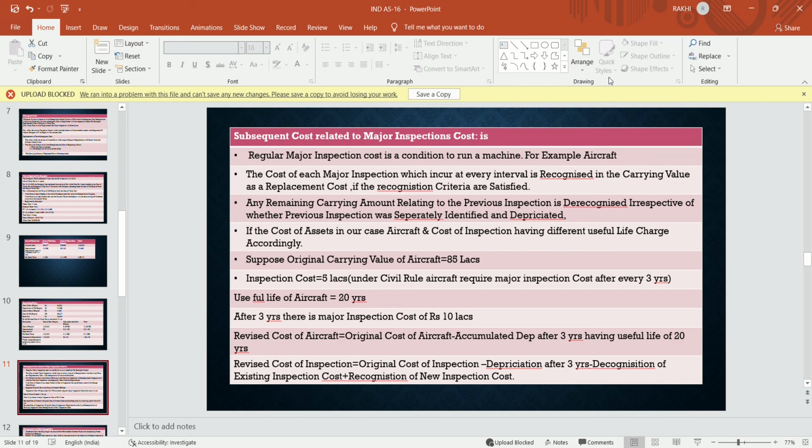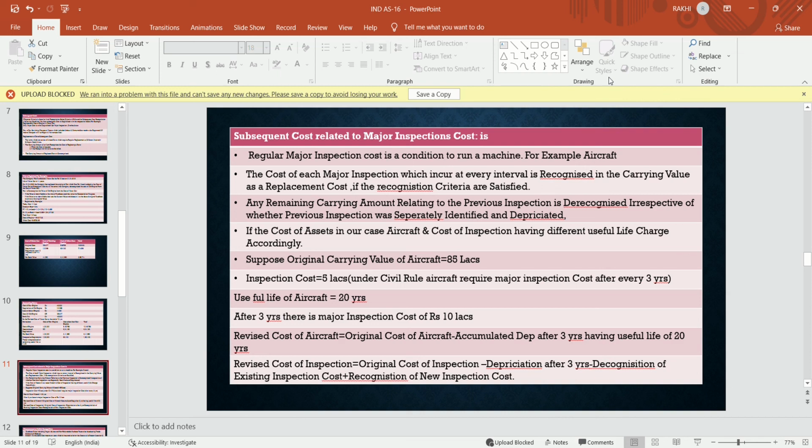So any remaining carrying amount relating to the previous inspection is de-recognized, irrespective of whether the previous inspection was separately identified and depreciated. If the cost of the asset, in our case aircraft, and the cost of inspection have different useful lives, then depreciation is charged accordingly.